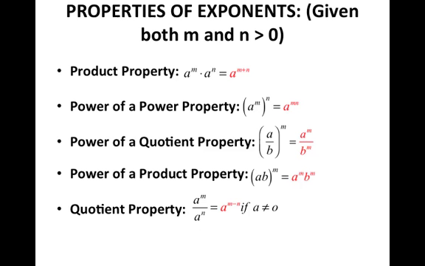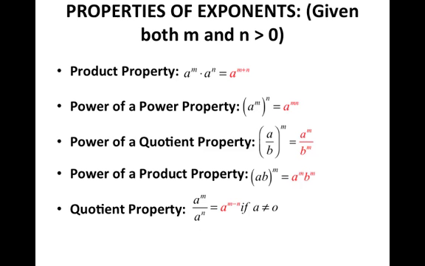Okay, let's go back over the properties of exponents. You should recall these from Algebra 2 and Pre-Cal if you took Pre-Cal. Given both m and n greater than 0, so we're talking about positive exponents here, the product property is a to the mth power times a to the nth power is equal to a to the m plus n.